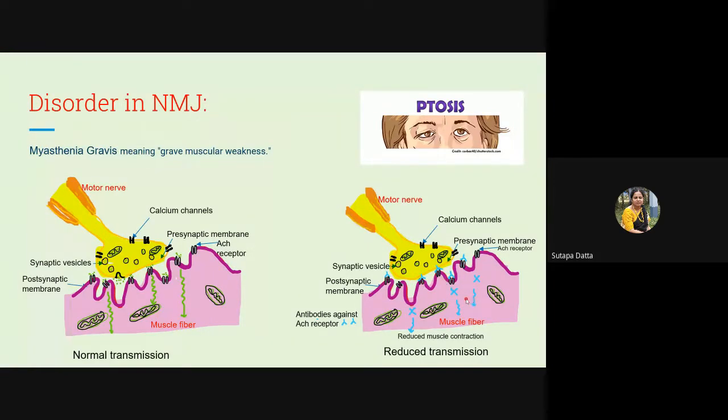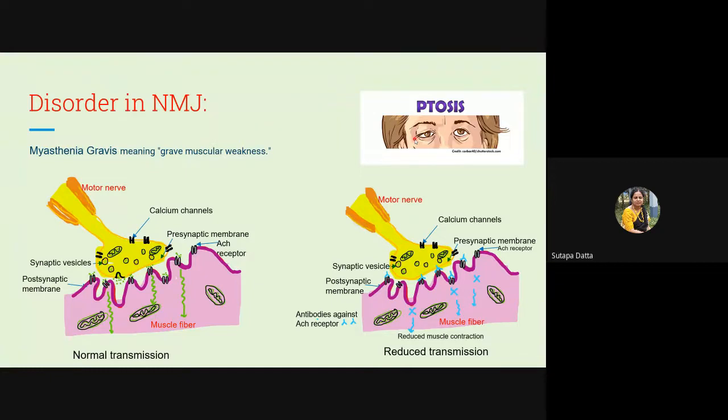you can see there is no transmission, or the transmission from the presynaptic to the postsynaptic membrane is very weak. That's why we lose control over the muscles. Here you can see this is ptosis. In case of ptosis, what happens? There is dropping of the eyebrows, dropping of the eyes, and dropping of the lips also. The muscles are very much fatigued and very weak here. So this is a kind of disorder which is prominent in some persons suffering from grave muscular weakness, which in clinical terminology is known as myasthenia gravis.